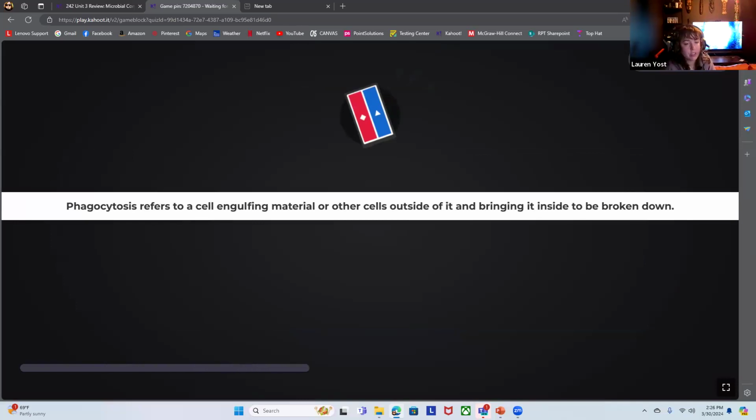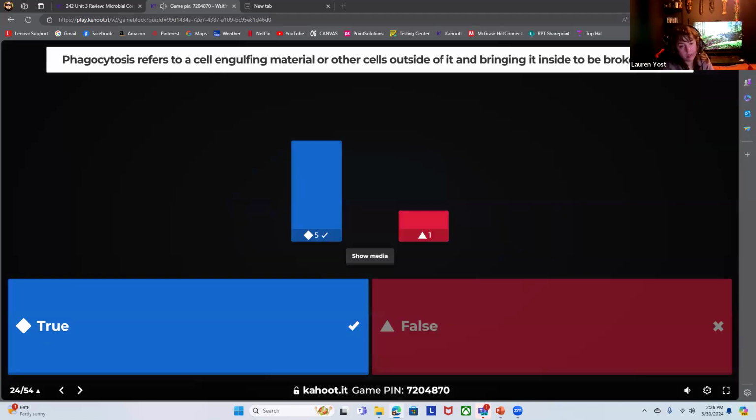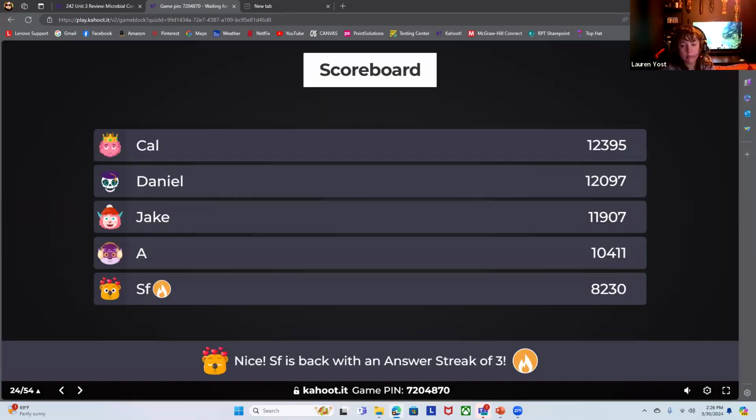Phagocytosis refers to a cell engulfing material or other cells outside of it and bringing it inside to be broken down. Is that true or false? We've been talking about phagocytosis since pretty much day one of class. But yes, that is exactly what it is, eating things up and breaking them down.